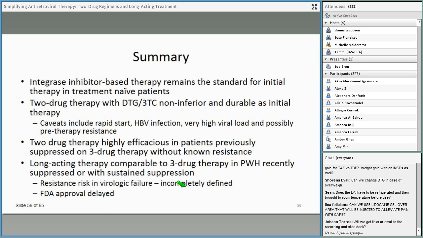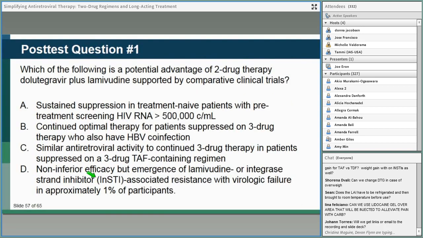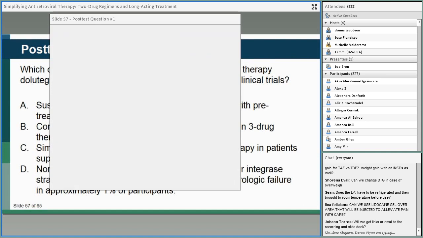And then finally, long-acting therapy with 2 drugs, cabotegravir and rilpivirine, appears to be very comparable to 3-drug therapy in people who are either recently suppressed or have sustained suppression. There is resistance emergence in a very small number, that may be restricted to a single subtype, but I think at this point is incompletely defined. And then, as I mentioned, the FDA approval is delayed, but at least Joe Eron doesn't know how long it's going to be delayed.